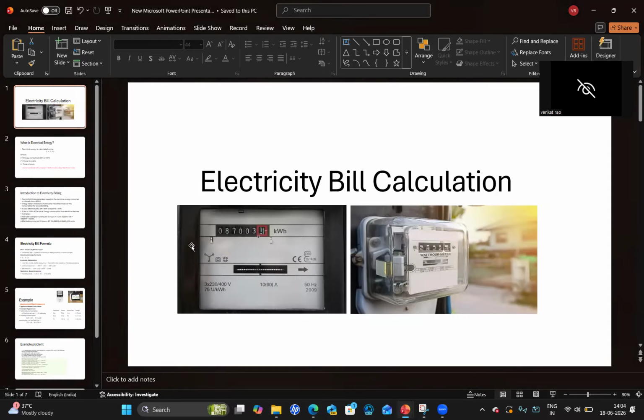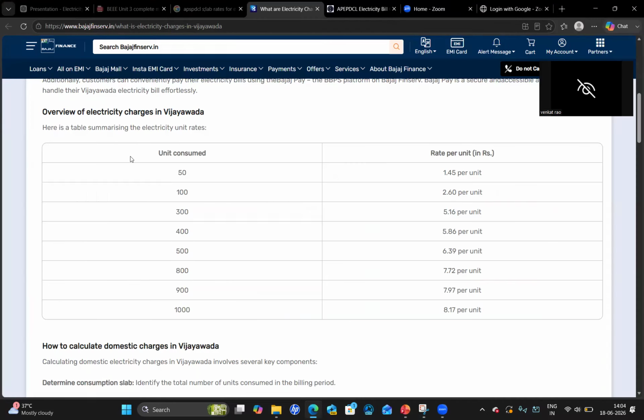Okay. So here, let us observe, this is how the basic calculation of unit cost or basic multiplication of unit cost as per the units consumed. If the number of units consumed is less than 50, 1.45 rupees only will be multiplied. It's around 50 to 100, 2.6 rupees. If it is 100 to 300, 5.16 rupees. This is how we generally calculate electricity bill.